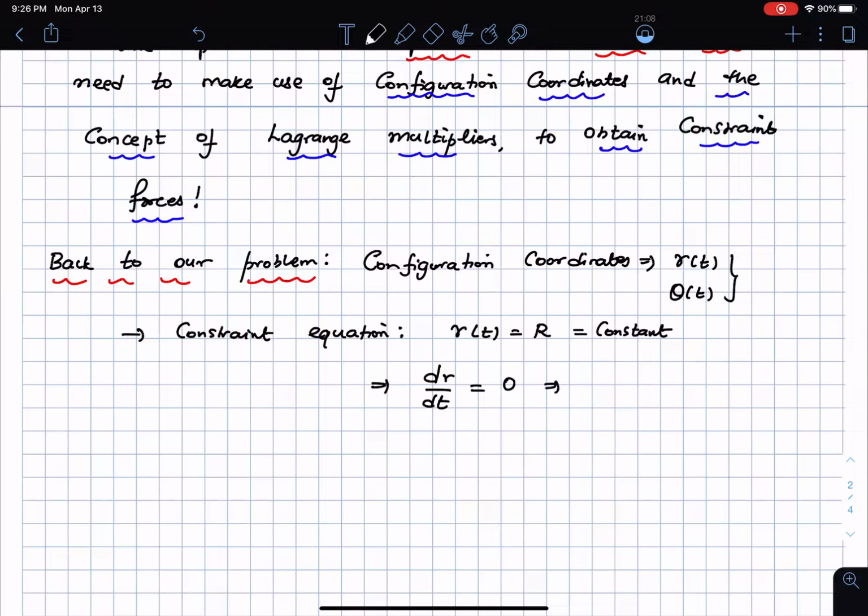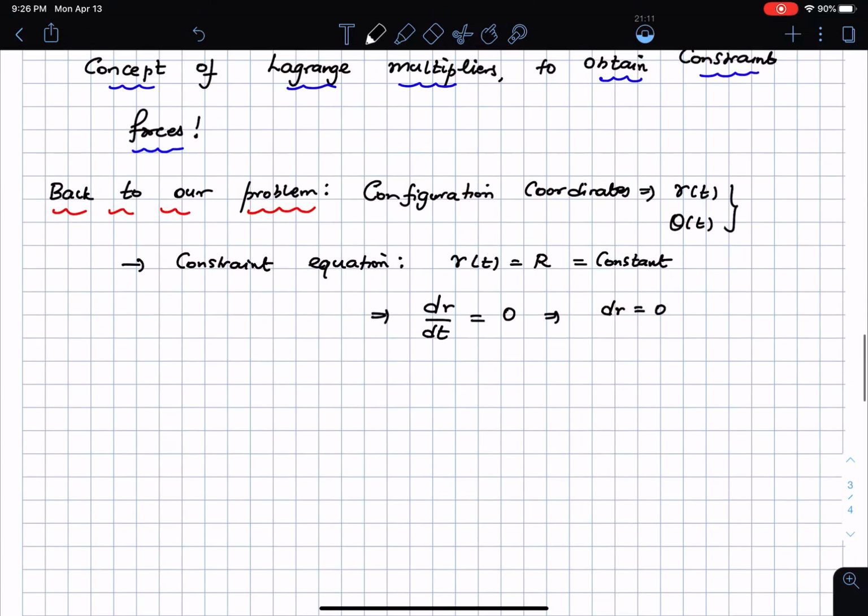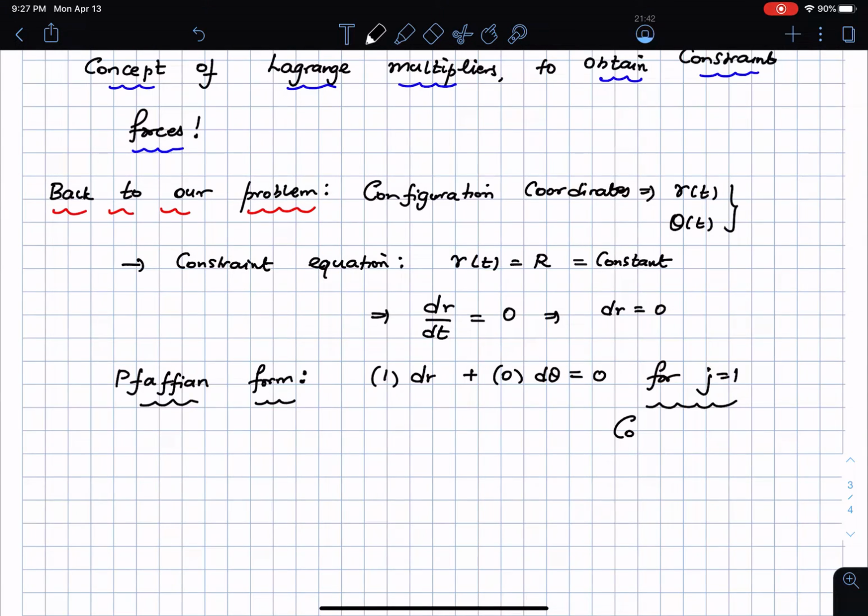Okay, which implies that dr is equal to 0, and so the Pfaffian form is going to be 1 times dr plus 0 times d theta is equal to 0, and so for me the constraint number is j is equal to 1. So this is for j is equal to 1. This is the constraint number.